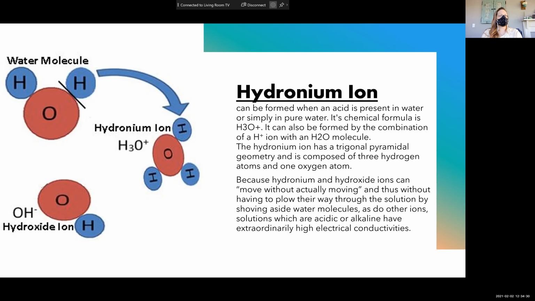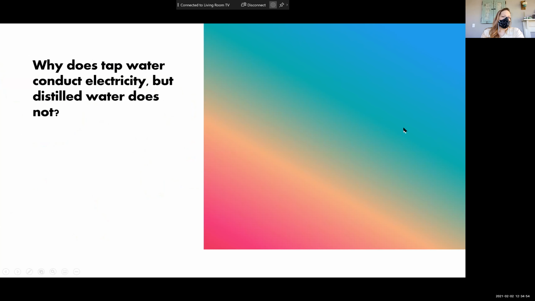So you've got your H2O here and your H3O here. And can this H just pop off and onto this one? I mean, that's the hope. It could. Basically, it's like you've moved that hydronium ion an entire step in your chain, but really you didn't. You just moved the H plus. So that's what they mean by move without moving. So they do help with conductivity, which is the point.